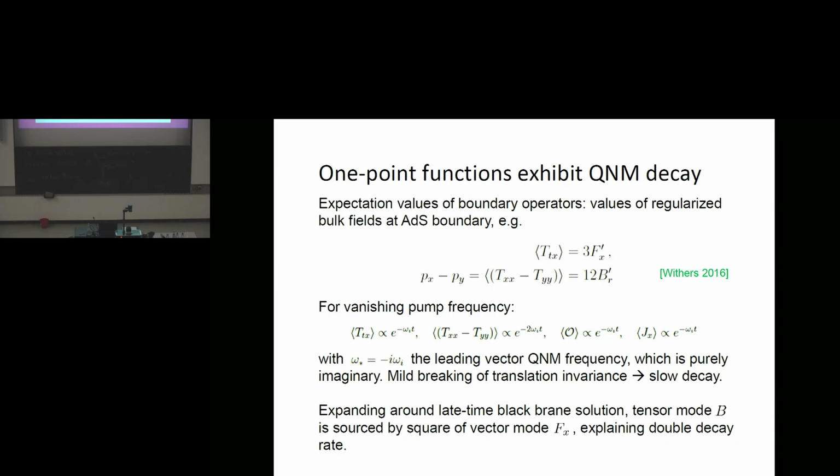And its frequency corresponds to the leading vector quasi-normal mode, which comes from the mild breaking of translation invariance. So there's one quasi-normal mode that will dominate the dynamics in this regime that we're studying. This is a slow decay because this imaginary frequency will be quite small. And to explain the factor of 2 for this component, you can observe that the tensor mode B is sourced by the square of the vector mode F, so by the square of the momentum density, and that's why it decays twice as fast.